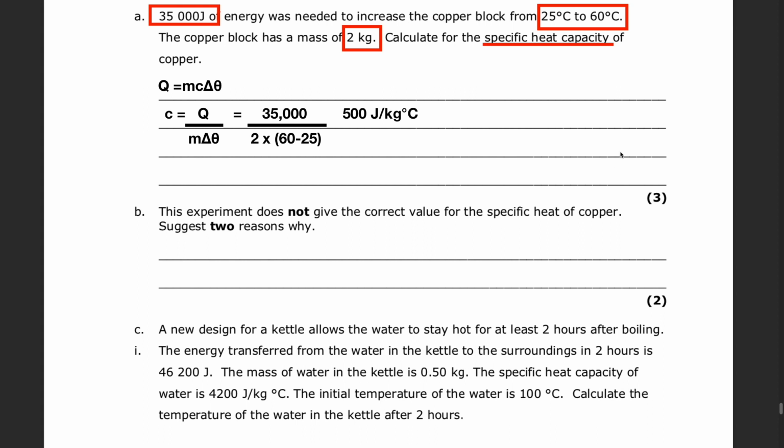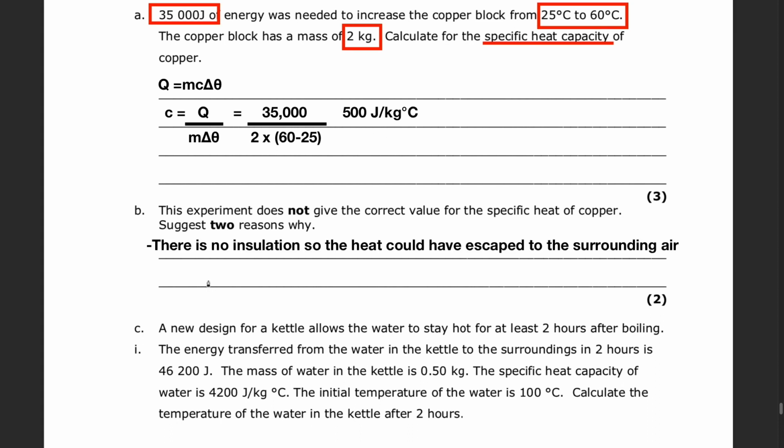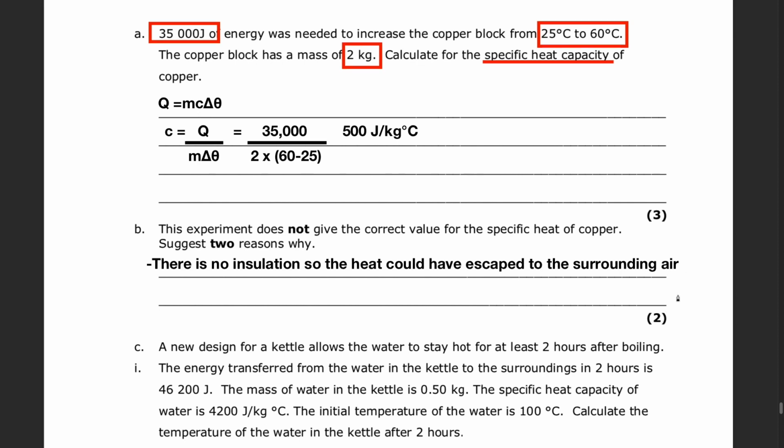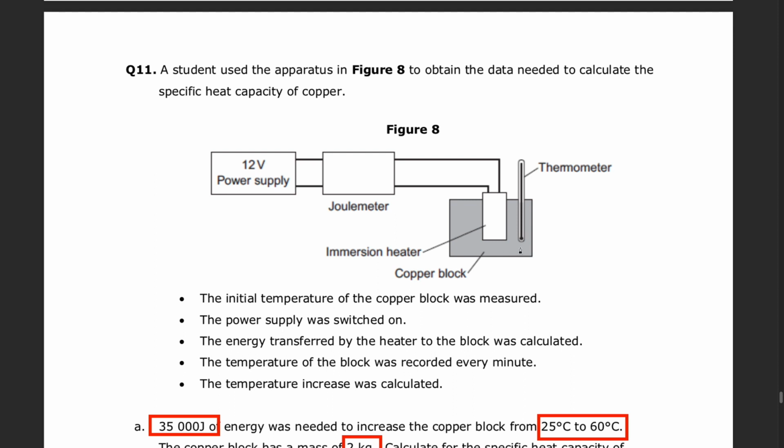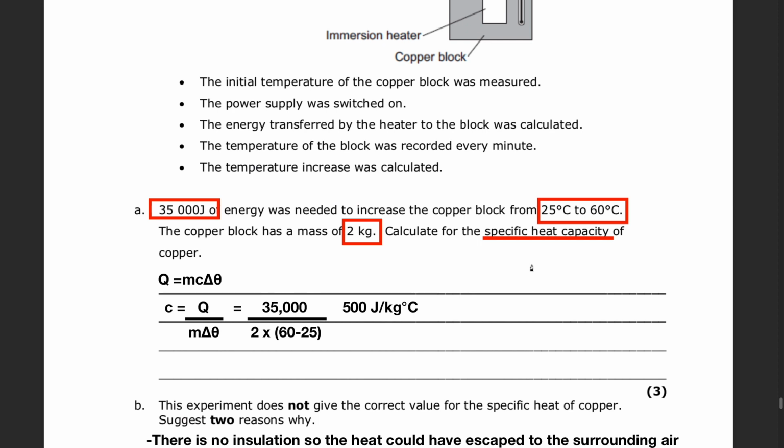Question B. This experiment does not give the correct value for the specific heat of copper. Suggest 2 reasons why. So firstly, there is no insulation, so the heat could have escaped to the surrounding air. As we saw from the diagram, there is simply a copper block without any insulation. No insulation at the bottom, or the sides or the top, so heat could have escaped by conduction, convection, or even radiation.